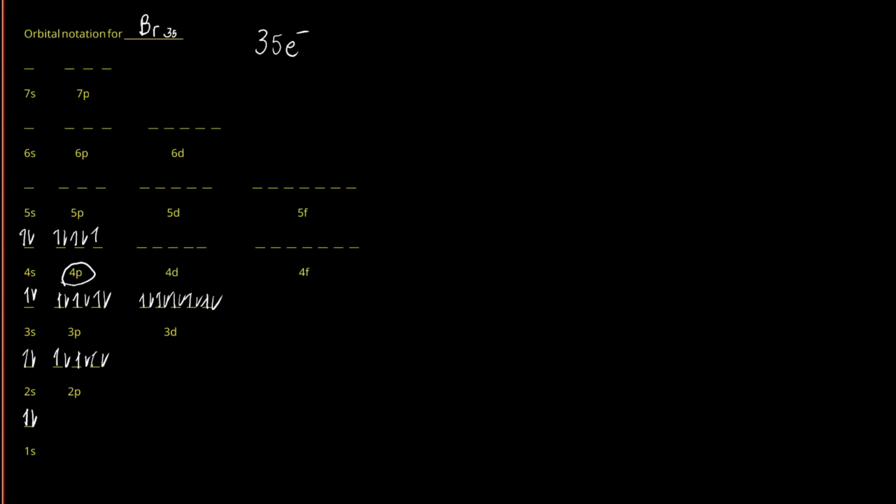So that will be the orbital configuration or orbital notation for bromine. So let's write out the electron configuration. It can be 1s2, 2s2, 2p6, 3s2, 3p6, 4s2, 3d10, 4p5.